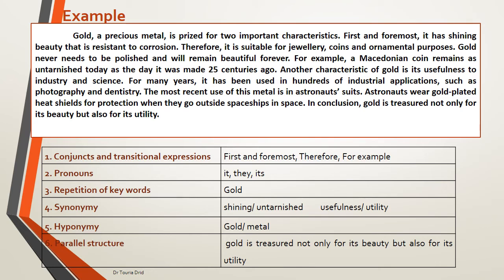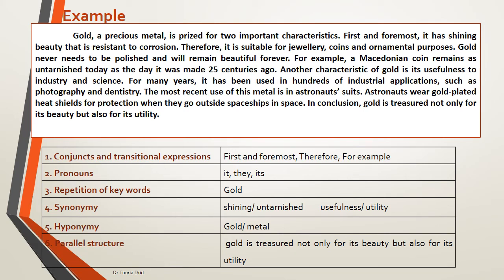For example, a Macedonian coin remains as untarnished today as the day it was made 25 centuries ago. Another characteristic of gold is its usefulness to industry and science. For many years, it has been used in hundreds of industrial applications, such as photography and dentistry. The most recent use of this metal is in astronaut suits. Astronauts wear gold-plated heat shields for protection when they go outside spaceships in space. In conclusion, gold is treasured not only for its beauty but also for its utility.